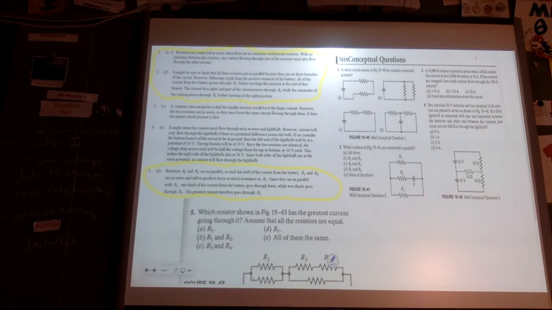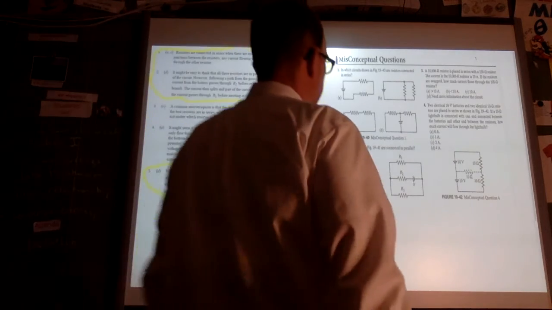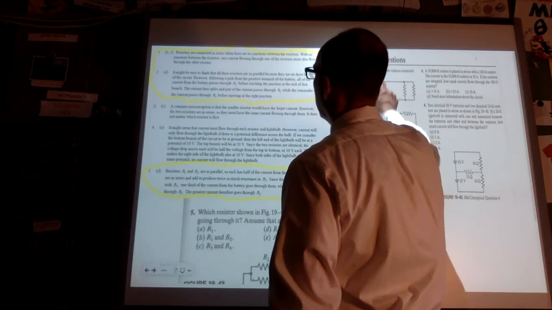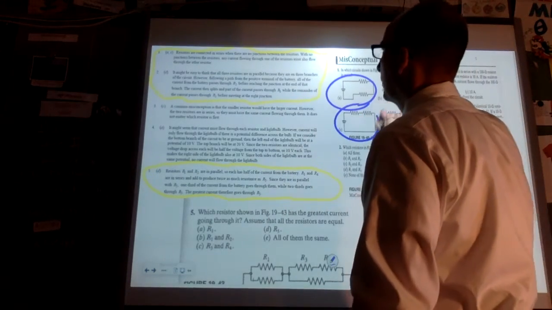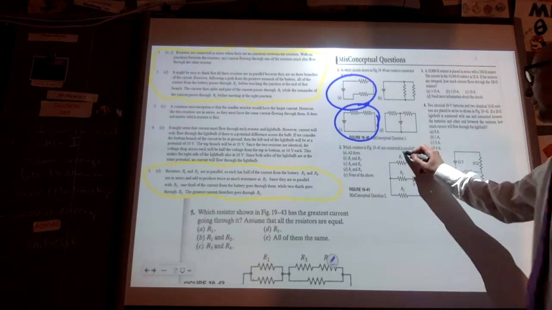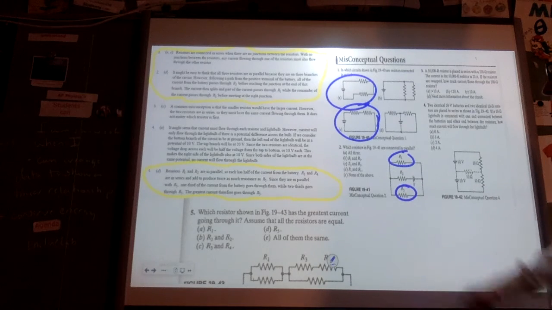Resistors are connected in series when there are no... Okay, which of the circuits shown in figure 1940 are resistors connected in series? Resistors connected in series means there is one path. So we're going to have A and C. Which resistors in figure 1941 are connected in parallel? R1 and R3 are. R2 is actually in series with V2.